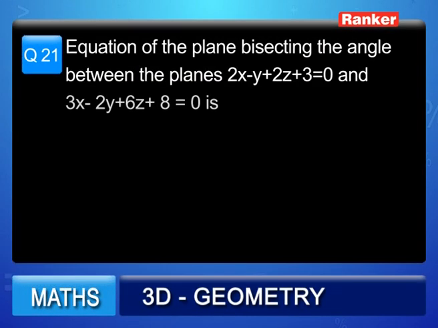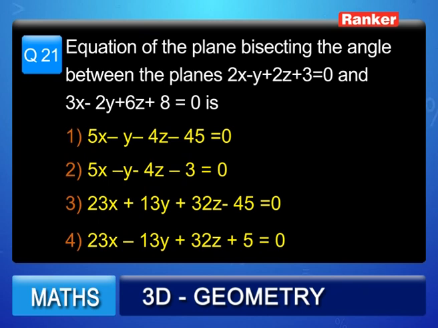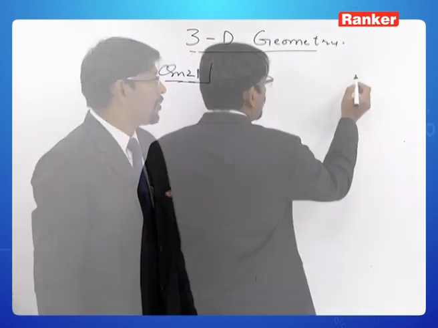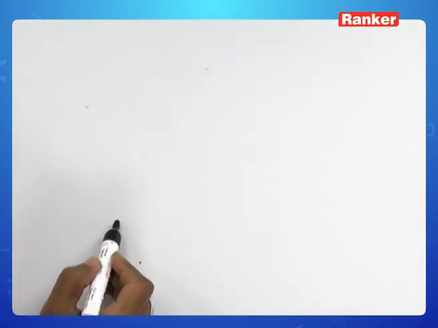Let's move to question number 21. The equation of a plane bisecting the angle between the planes 2x minus y plus 2z plus 3 equal to 0 and 3x minus 2y plus 6z plus 8 equal to 0 is, first option 5x minus y minus 4z minus 45 equal to 0, second option 5x minus y minus 4z minus 3 equal to 0, third option 23x plus 13y plus 32z minus 45 equal to 0, fourth option 23x minus 13y plus 32z plus 5 is equal to 0. So let's see, we are interested in the plane bisecting the two planes.